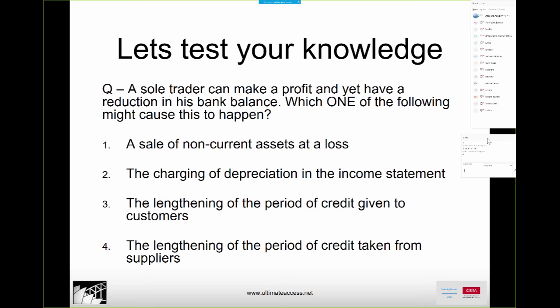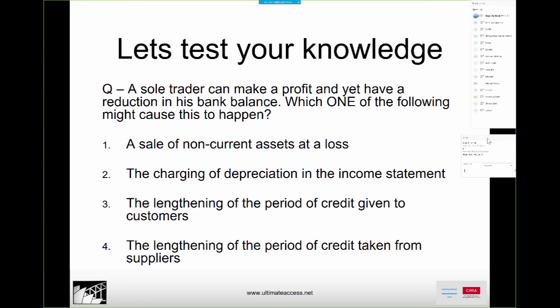Right, lengthening of the period of credit taken from suppliers. So what does that mean? Instead of 30 days, I'm telling the supplier, give me 60 days. Will it increase my bank balance or decrease my bank balance? Right? Think about it. So, anyone else?